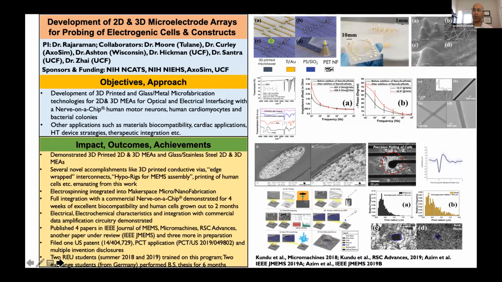And the bottom example encompasses 2 different approaches that we have taken to not just make these nanomaterials for enhanced impedance and signal to noise performance, but also, with Professor Hickman's group at UCF, printing human motor neurons and human cardiomyocytes right atop the microelectrode sensors. This was published in IEEE JMEMS as well.